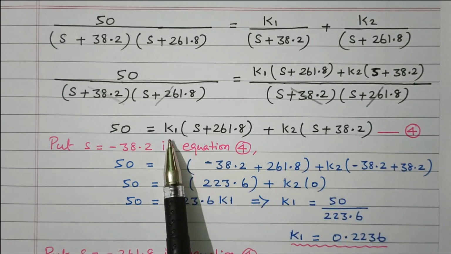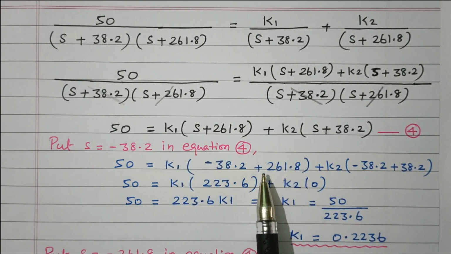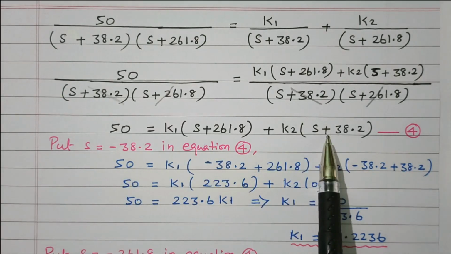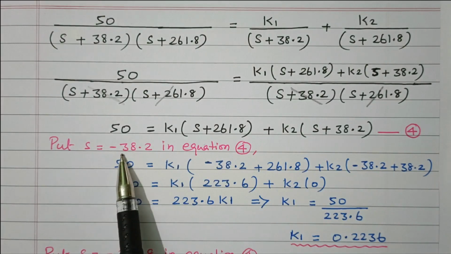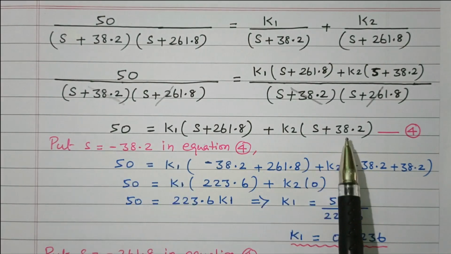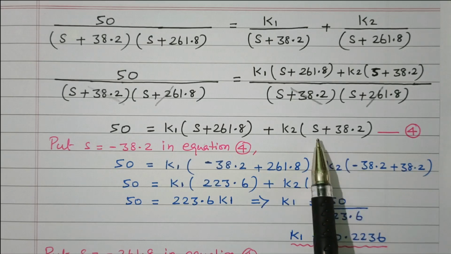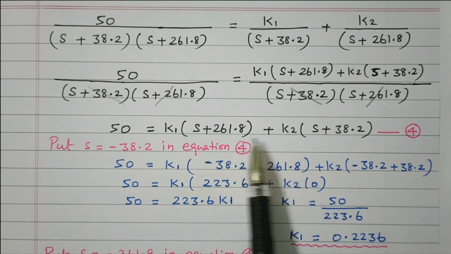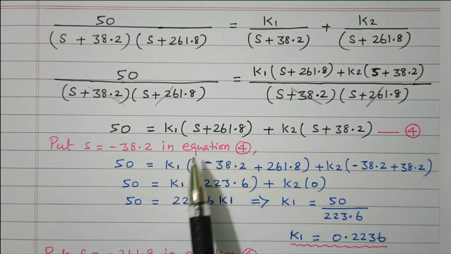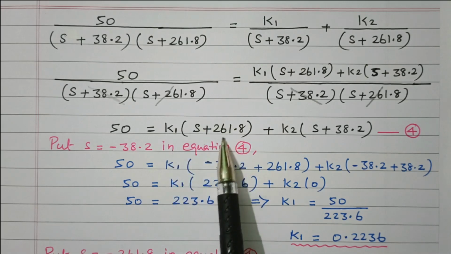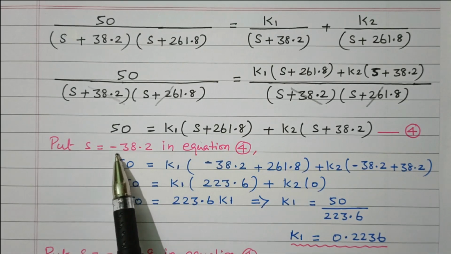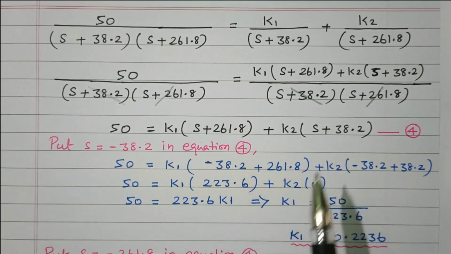Now our aim is to find the value of k1 and k2. We need to select the s value such that one term got cancelled. For example, if you put s equal to minus 38.2, here plus 38.2 is there. If you put s equal to minus 38.2, this k2 term becomes 0, so that we are able to find k1. Similarly, if you put minus 261.8, this term got cancelled, so that we can find k2. Right? So the s value is selected in such a way that one term got cancelled.